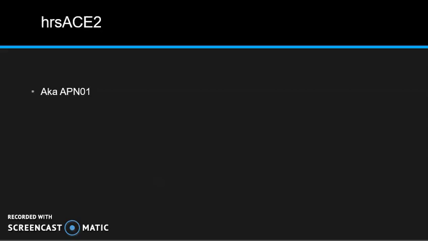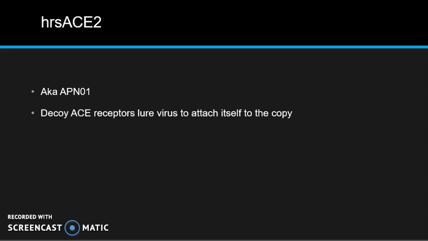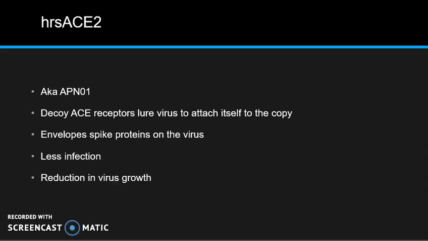hrsACE2, also known as the drug APN01, is a biological drug in which decoy ACE2 receptors lure the virus to attach itself to the copy instead of the actual cells, enveloping the spike proteins on the virus cells. This distracts the virus from infecting the cells to the same degree, causing an overall reduction in the growth of the virus.